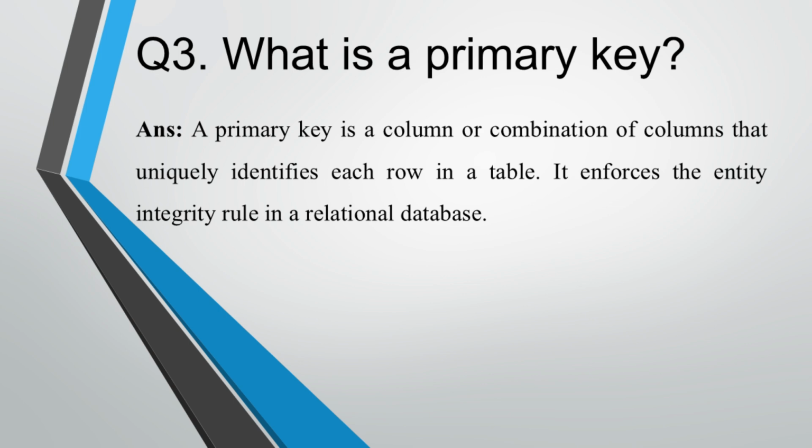What is a primary key? A primary key is a column or combination of columns that uniquely identifies each row in a table. It enforces the entity integrity rule in a relational database.